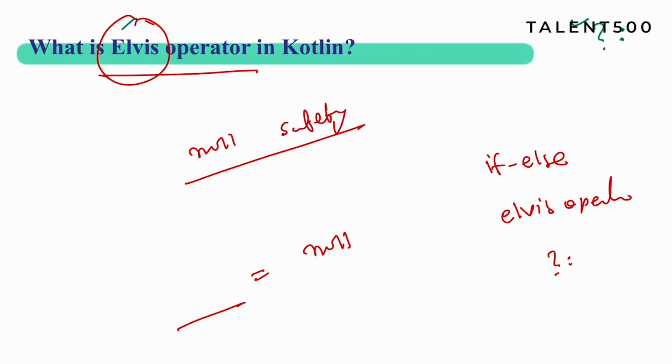So I hope this Elvis operator part is also clear, and lateinit we already discussed. So these were the important interview questions for this part. This is part 1. Similarly, we'll keep on deep diving into the significant questions in the coming parts as well.